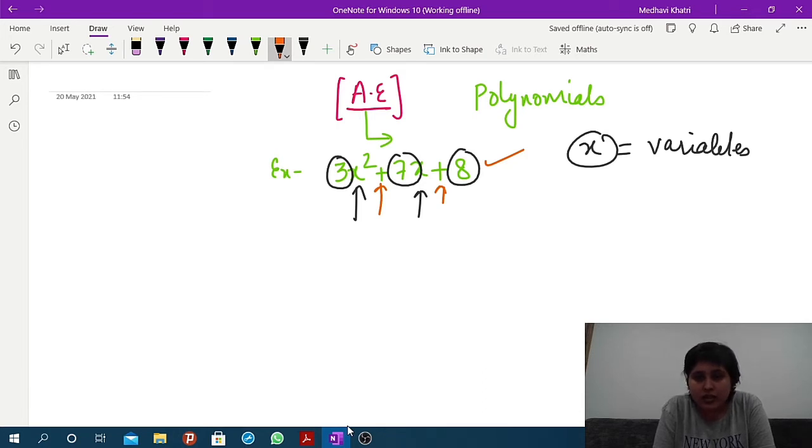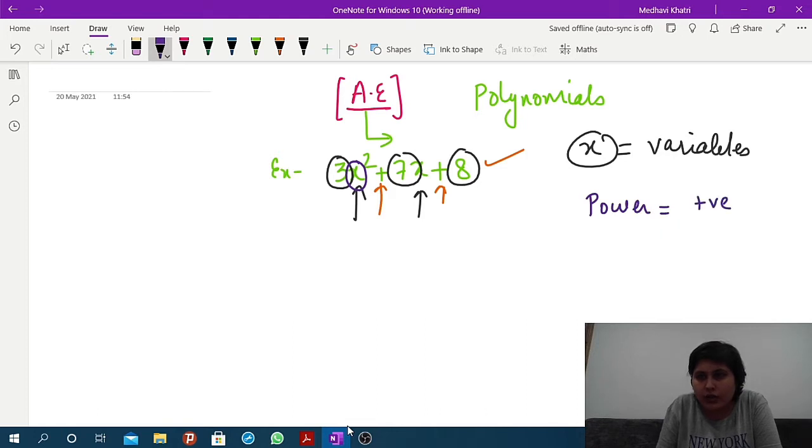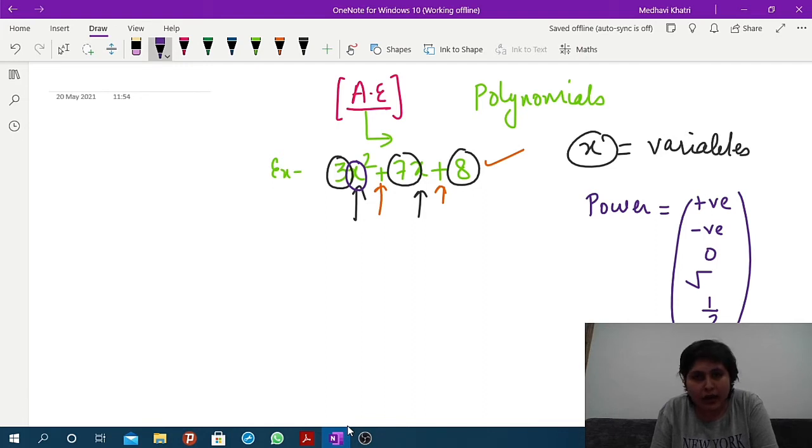Now let us define some conditions which will make this algebraic expression a polynomial. What is that particular condition which makes an algebraic expression a polynomial? In case of an algebraic expression, these variables can take any power. The power can be all the positive numbers, all the negative numbers, 0, any root, any fraction, any power. Any power can be taken by variables in the case of only an algebraic expression.